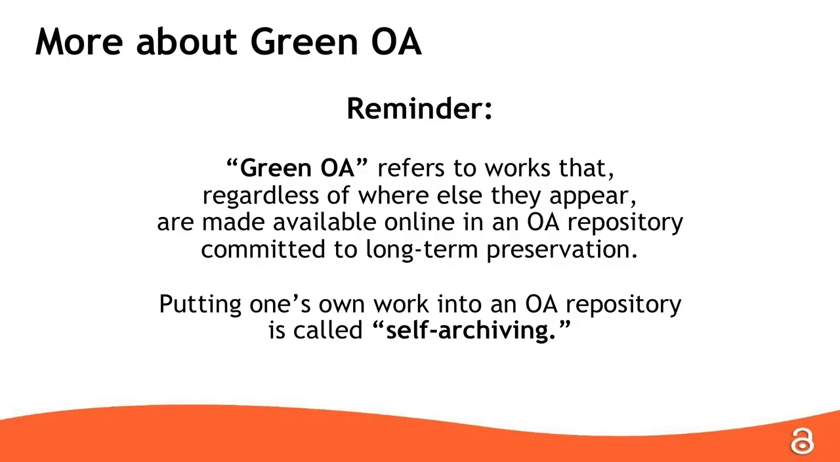Okay, so that was my big spiel about the open access journals. Let's switch now to green open access, which personally I think is, I won't say more important, but more feasible by many of us at CUNY. Green open access refers to works that, regardless of where else they appear, are made available online in a repository committed to long-term preservation. Then putting one's own work into an open access repository is called self-archiving.